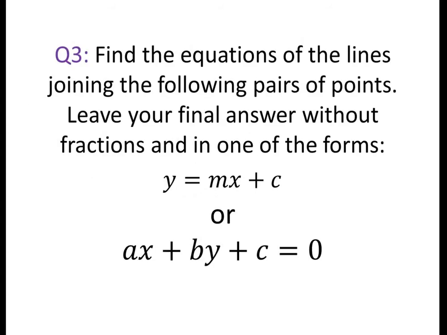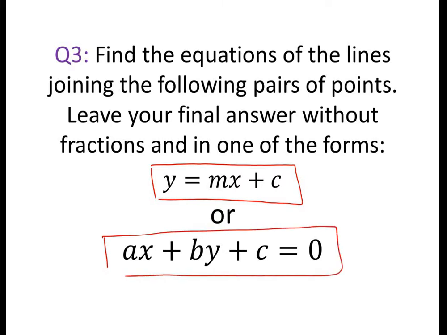Now question 3 says to find the equations of the lines joining the following pairs of points. So you're given a pair of points and you have to find out the equation of the line. For that we use two methods or two equations: y is equal to mx plus c, or ax plus by plus c is equal to 0.